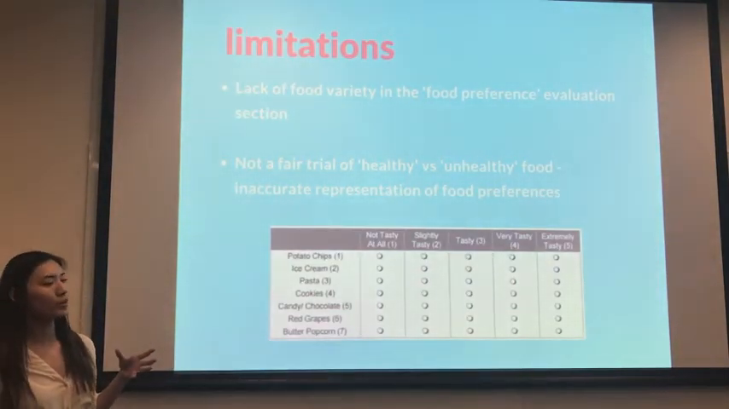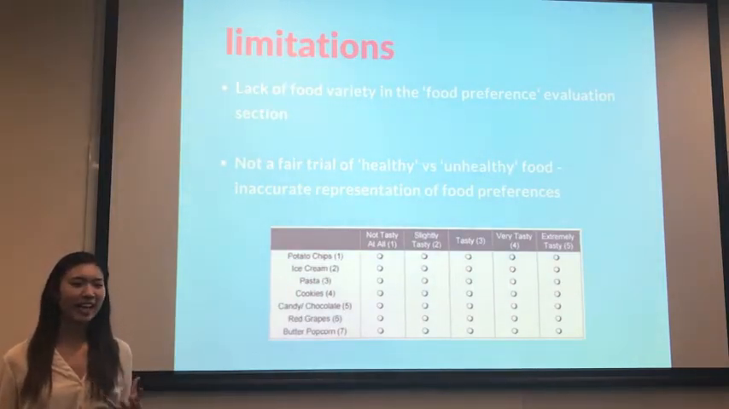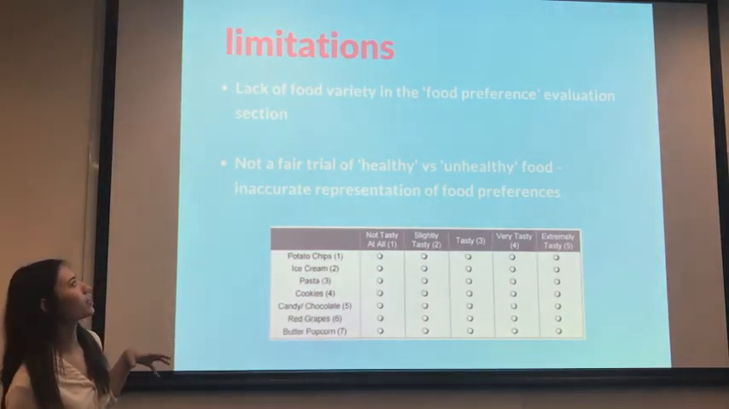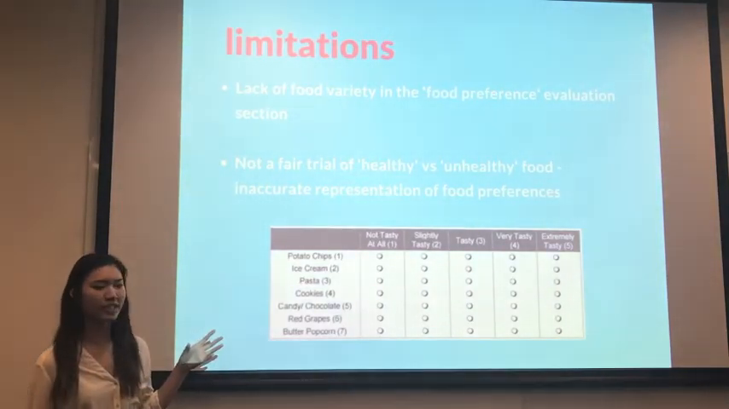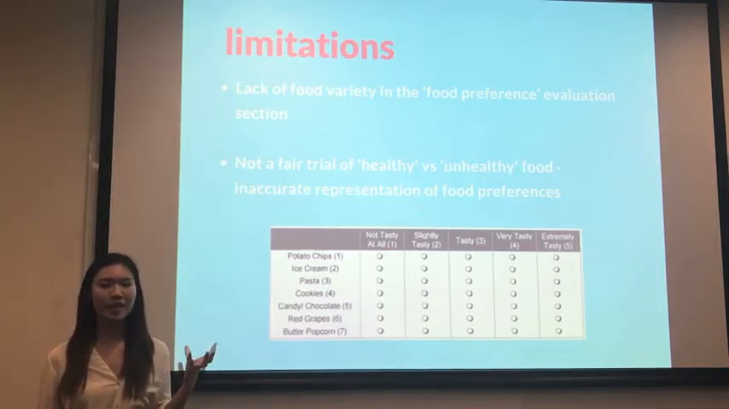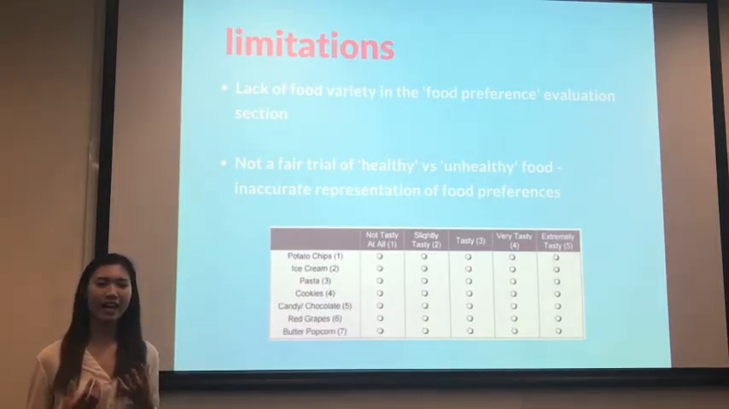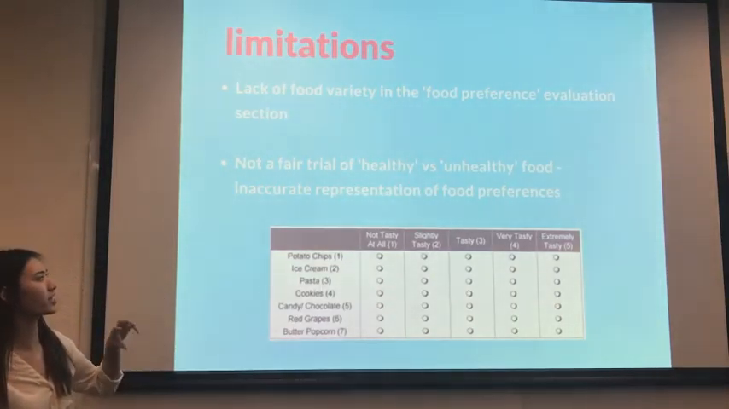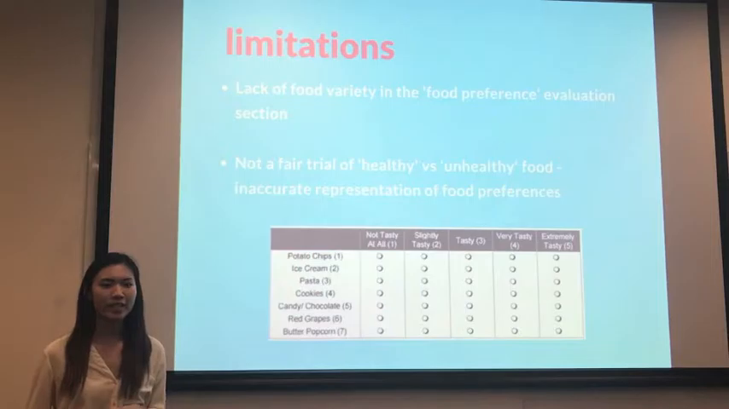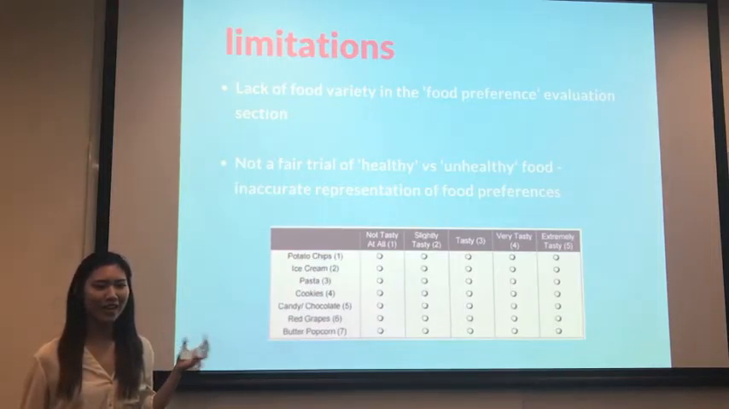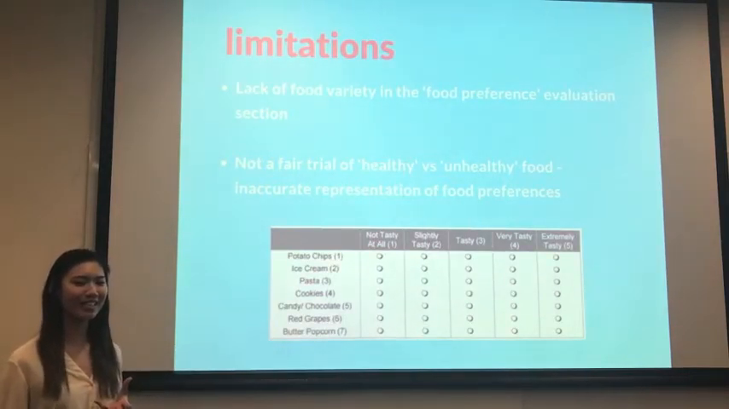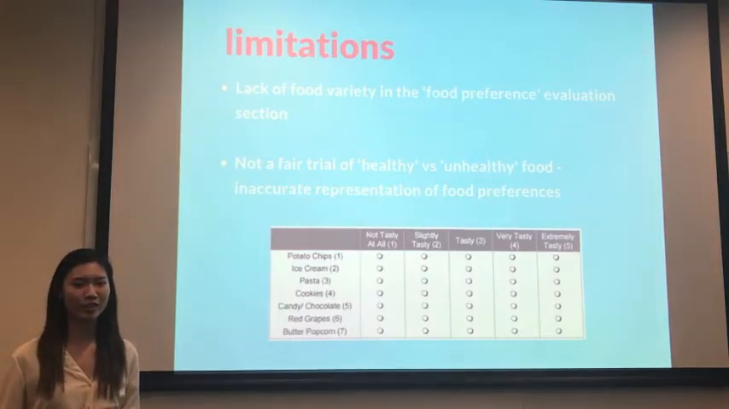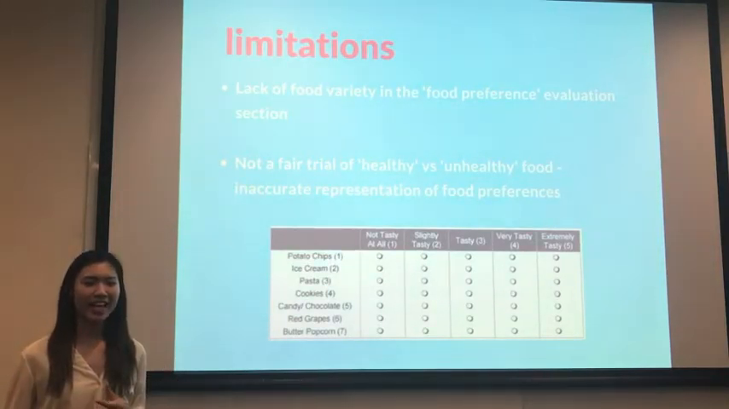The next limitation that we'll be looking at is the lack of food variety in the food preference evaluation section. What they have on offer are things like potato chips, ice cream, pasta, cookies, etc. This might become an issue, as it could be seen that there is an unfair trial of healthy versus unhealthy foods. Now, this has a ratio of 2 to 5, and the only healthy options on offer are red grapes and pasta, which are not very appealing choices. So as a result, this acts as an inaccurate representation of food preferences.